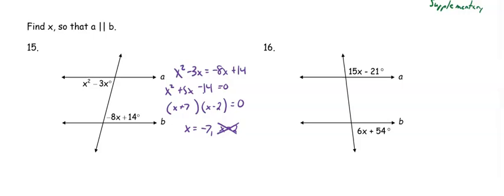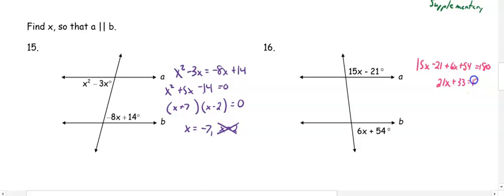In number 16, we have same side exterior angles, which would need to be supplementary. So 15x minus 21 plus 6x plus 54 would equal 180. Combine like terms, so 21x plus 33 equals 180. We can subtract 33 from both sides. 21x is equal to 147. We can divide by 21 on both sides, so x is 7.